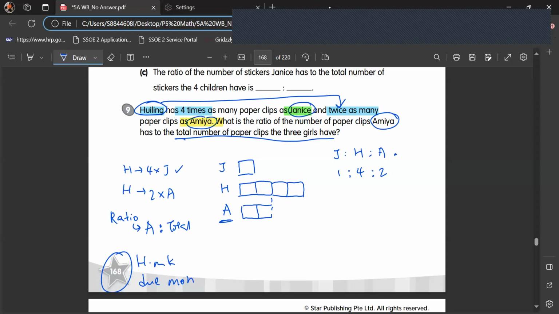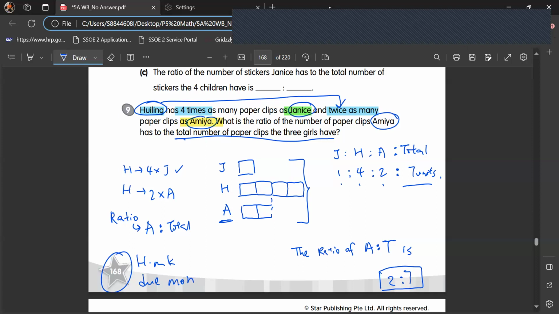So I can put total here, which I can get by adding these three numbers up, or I can look at the number of total units here. The total is 7 units if you add them all up. But the question asks for Amaya to total. So the answer of Amaya is to total is 2:7. That's question 9. Is that okay?